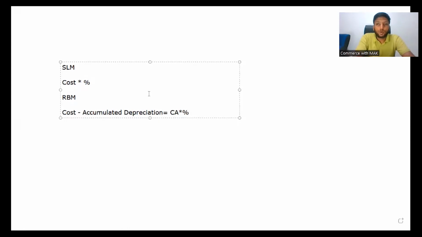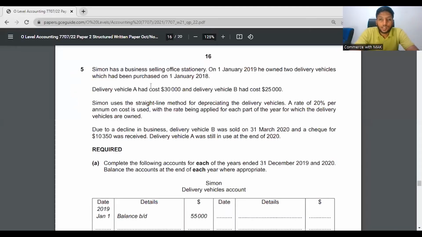With that knowledge, we move on to the question and solve this out. Simon uses the straight line method for depreciating the delivery vehicles. A rate of 20% per annum on cost is used, with the rate being applied for each part of the year for which the delivery vehicles are owned. Due to a decline in business, delivery vehicle B was sold on 31st March 2020, and a cheque for $10,350 was received. Delivery vehicle A was still in use at the end of 2020.